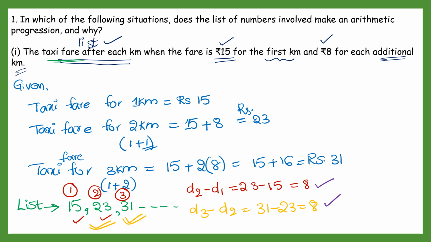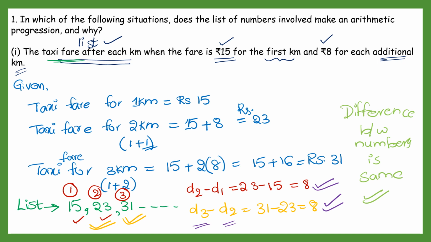So if you observe, the difference is the same here. a2 minus a1, that is the difference between the second number and the first number of the list, is 8 rupees, and the difference between the third number and the second number is also 8. So the difference is the same. The difference between the numbers in the list is the same. So what can we tell? We got a common difference. So the list is in arithmetic progression. The given situation helped us to form a list which is in arithmetic progression.